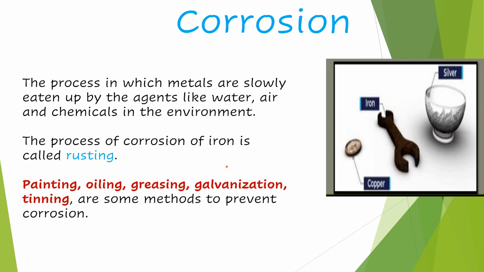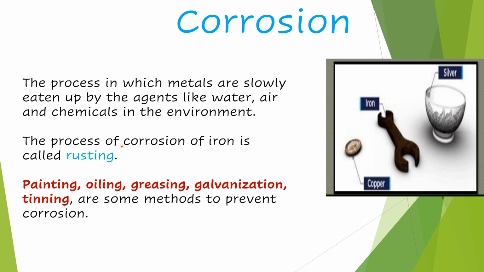So let us now study the last part of the chapter, that is corrosion and rancidity. First part is corrosion. It is the process in which metals are slowly eaten up by environmental agents like water, air, and chemicals. The process of corrosion of iron is called rusting. There are some ways by which we can prevent corrosion.